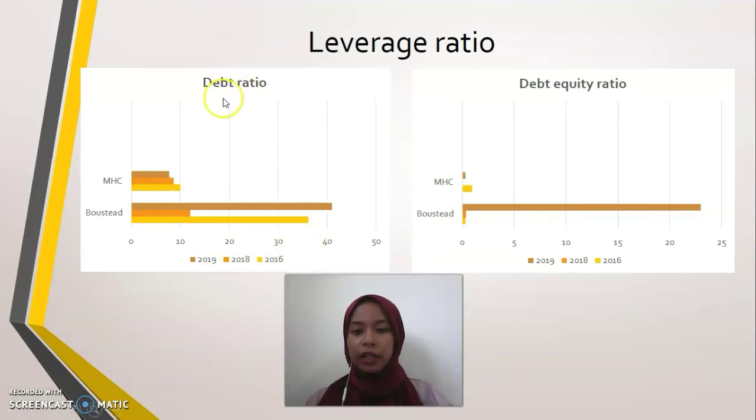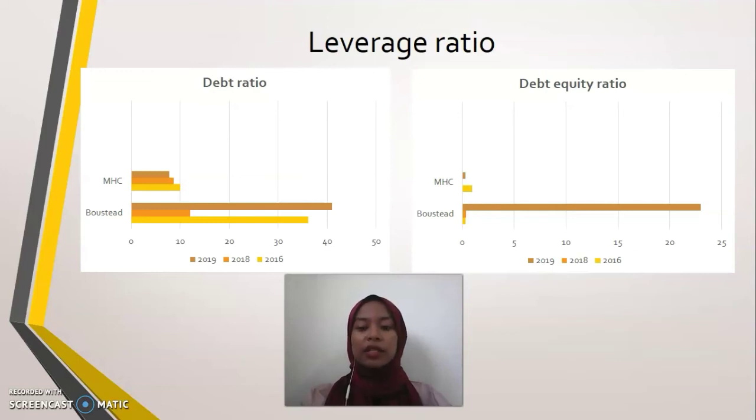So for debt ratio, it can be defined as the proportion of the company assets that are provided by creditors. Generally, the higher the ratio, the greater the financial risk of the company, which is not good. In 2016, the value of 36% means that 36% of assets of Boston are financed by debt.